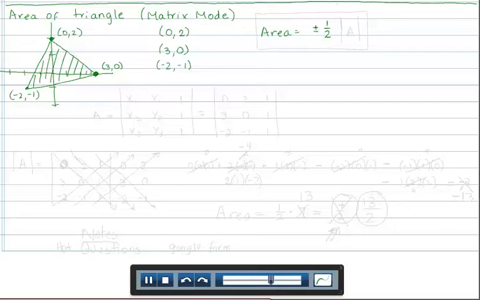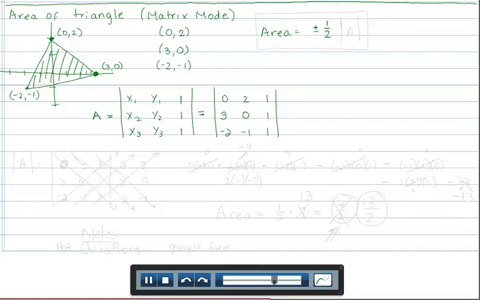Alright, before I finish that formula, I have to show you how to put these points into a matrix. And the matrix is basically going to look like this. Point 1, point 2, point 3, and the last column is all ones. Okay? So for these 3 points, the matrix would be 0, 2, 1, 3, 0, 1, -2, -1, 1. Okay? And we can call this matrix A.